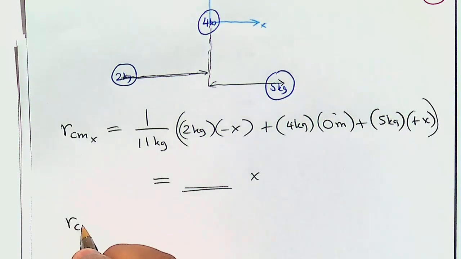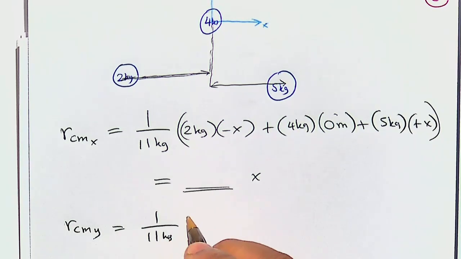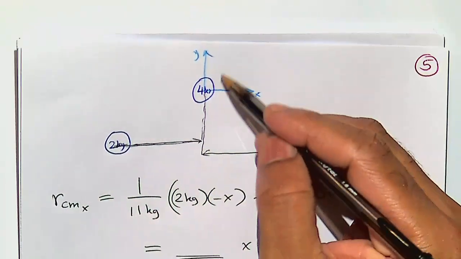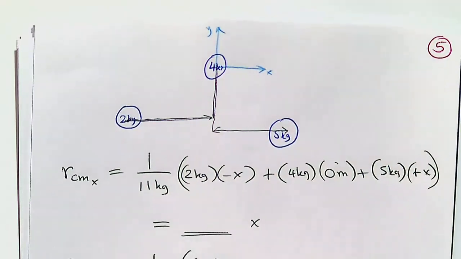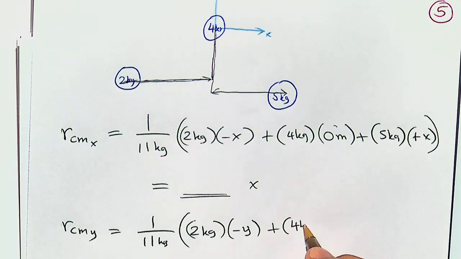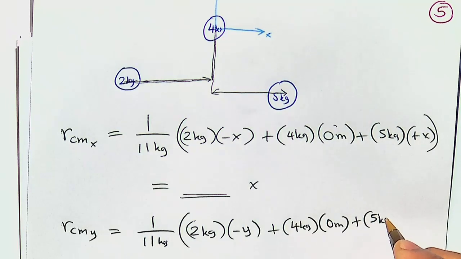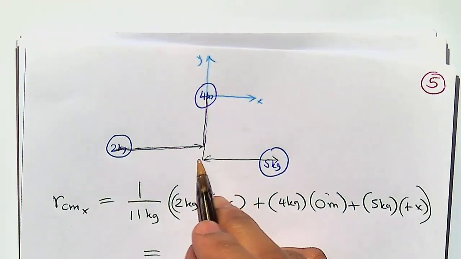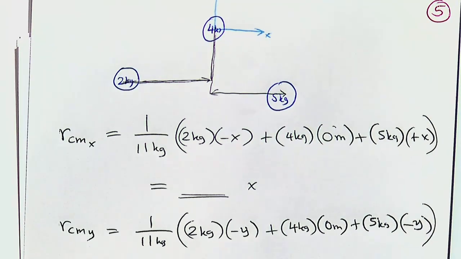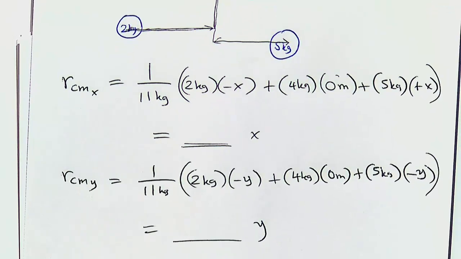Now you want the y component, you do the same thing, 1 over 11 kilograms. 2 kilograms, again, right, same thing. Where is the 2 kilograms relative to the origin? Well, it's got a negative y value. Put that negative y value in, right? And you get the idea. 4 kilograms, again, it's at the origin. Add the 5 kilograms. It's got negative y, right? So negative y component, add that, right? And then you do this, you get a result, and that's the y component of the center of mass, right?